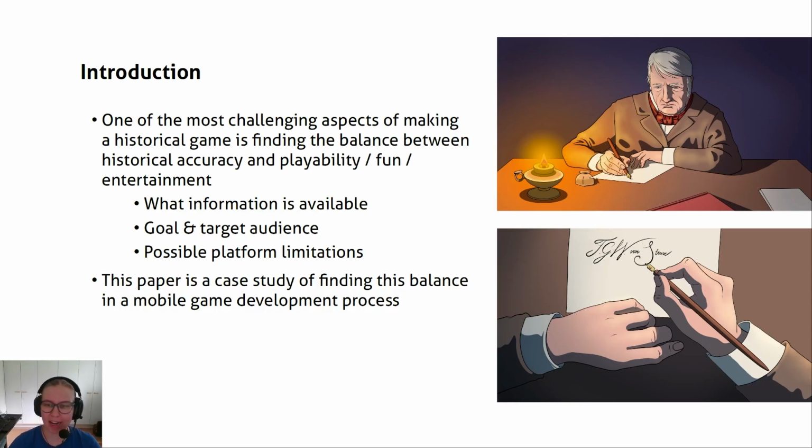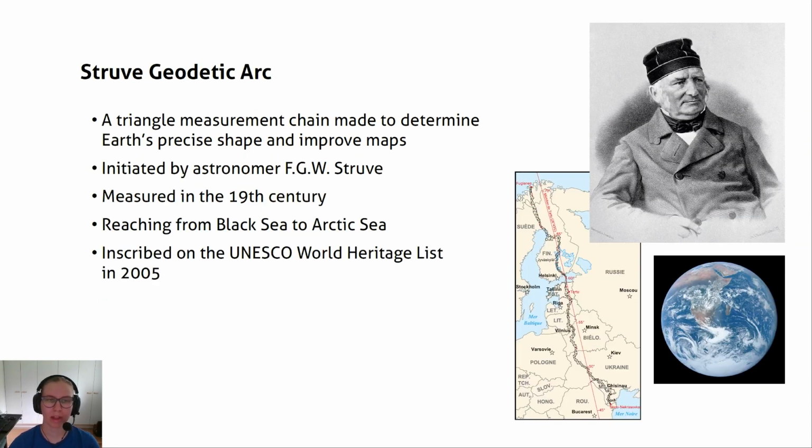And on the right side, you can see pictures of how Mr. Struve looked like in the game. So first, a little about the Struve Geodetic Arc, if you are not familiar with it. It is or was a triangle measurement chain made to determine the precise shape of the Earth. So was it elongated like a lemon or slightly squished like an orange?